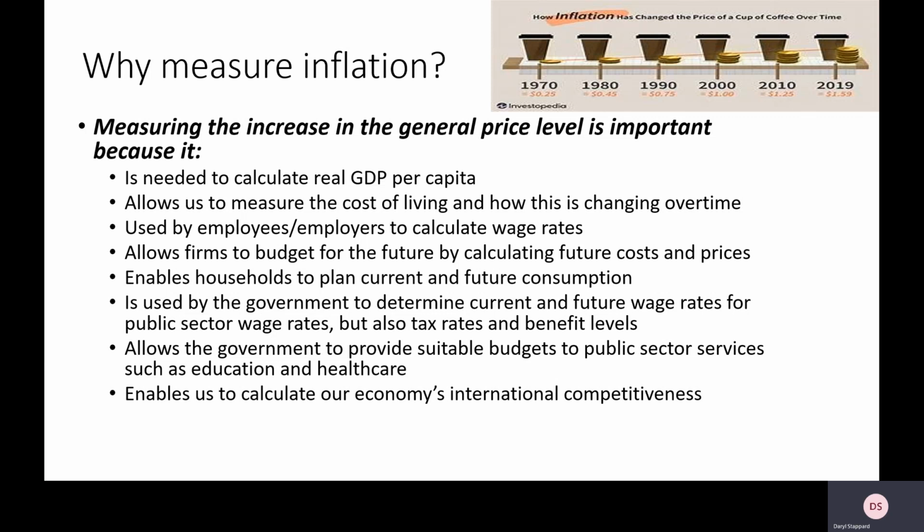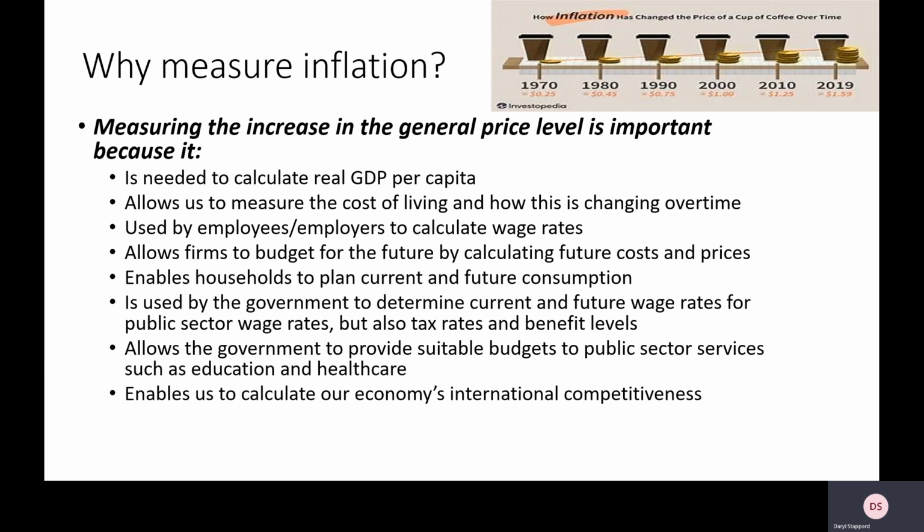What we said though was that real GDP will factor in the cost of living changes, so the rate of inflation. So if we want a good indication of how much money people have got in real terms, in terms of how many products they can buy with their money, then we need to know the rate of inflation to work that out. So that means that inflation is a useful way of measuring how the cost of living is changing over time.